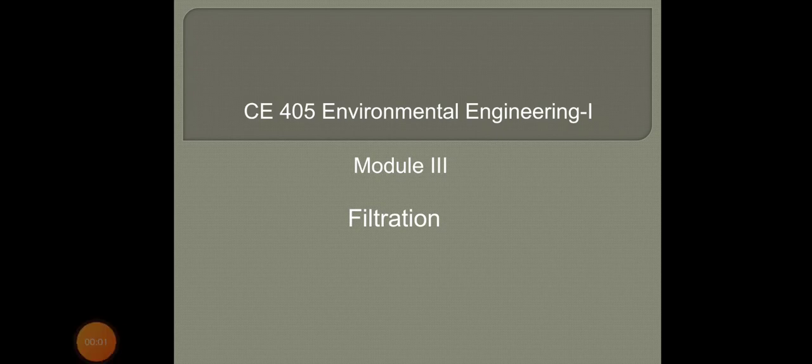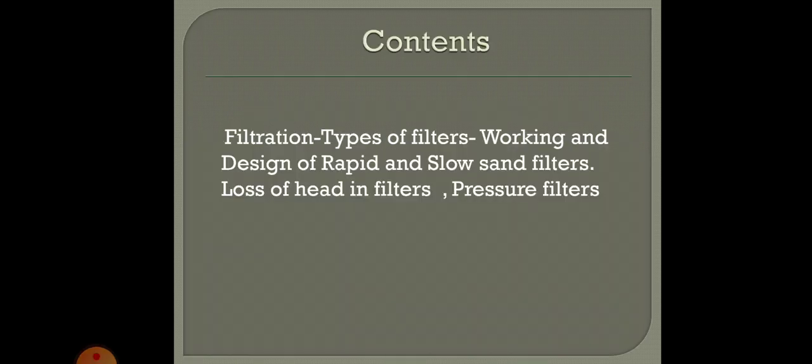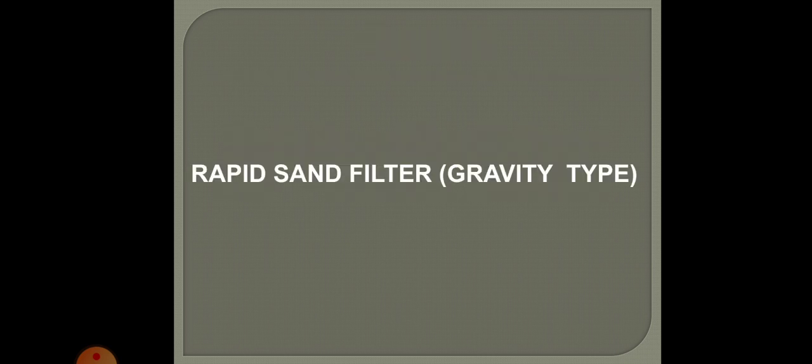Welcome everyone. Today we move on to the next topic in the subject Environmental Engineering 1, Module 4. This module mainly deals with the filtration process in water treatment. So in the previous class we discussed what is a slow sand filter. In today's class we are going to discuss what is a rapid sand filter. We are going to discuss the rapid sand filter, gravity type.